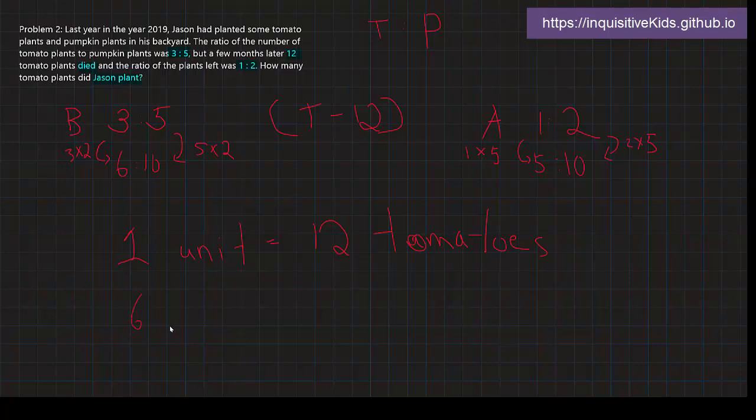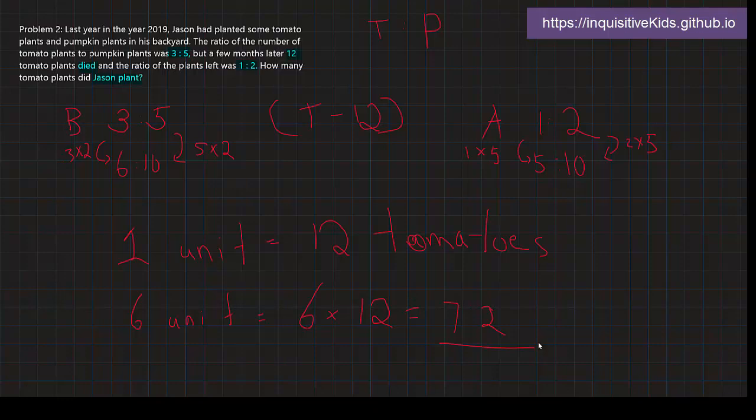So we need to multiply a 6 to 12, which is going to give us 72. So the answer is Jason planted 72 tomato plants in total at the beginning.